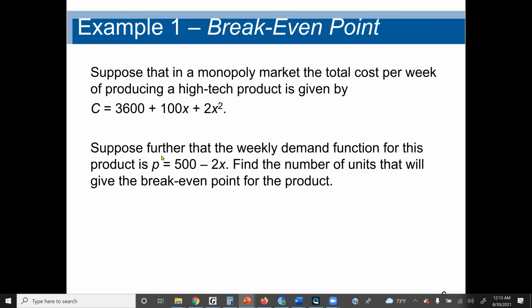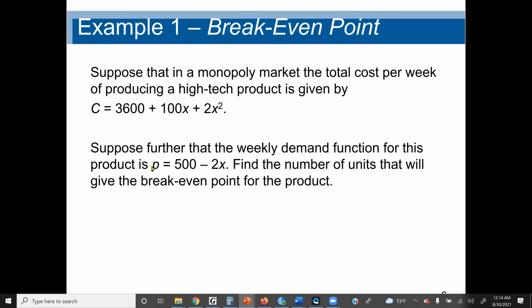So here we say, suppose that the weekly demand function for this product is P equals 500 minus 2x. Find the number of units that will give the break-even point for the product. So remember, the break-even point is when the total cost equals the total revenue. So if I know the P, then all I need is the x. So P times x will give me the revenue, or R of x.